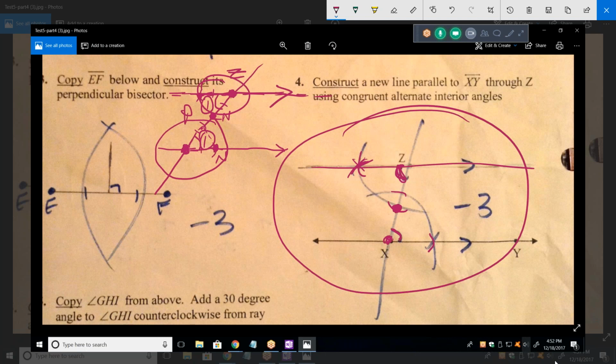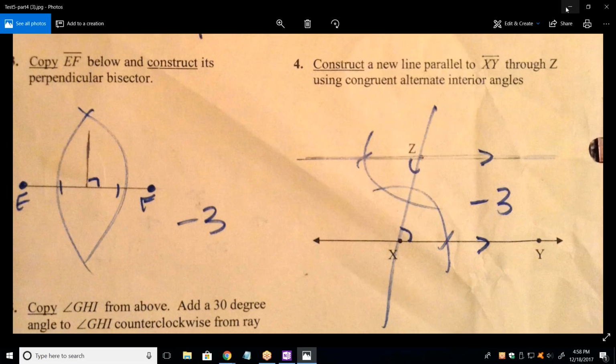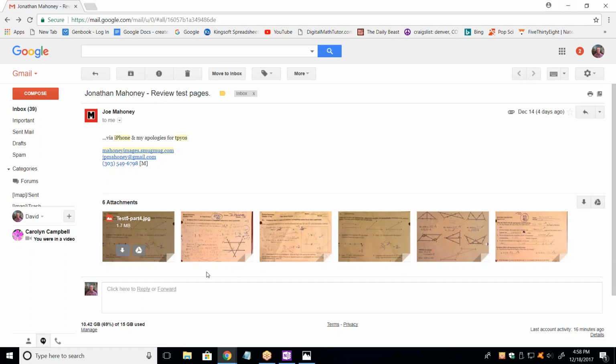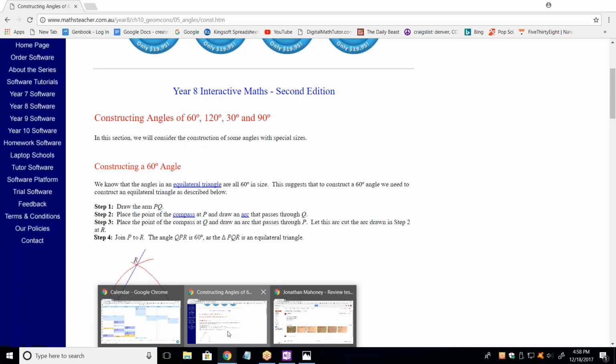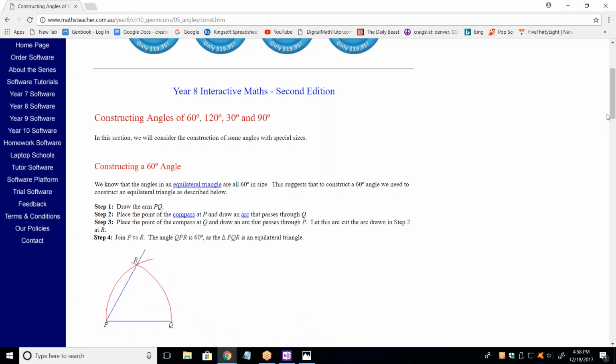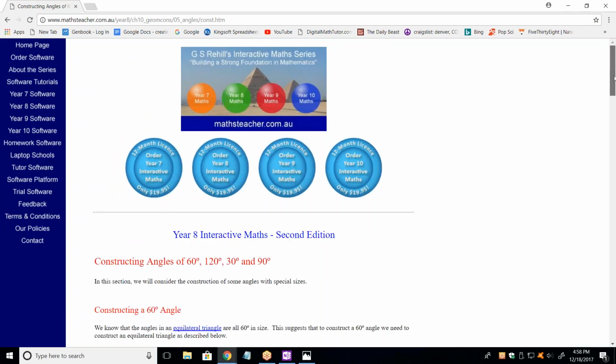That's the process. Now, as I've said before, construction is kind of a hard thing to teach you because I can't watch you do it. So make sure that if you have any problems at all with it, you know how to get to this site. And construction of 60 degrees, 120, 30, or 90.